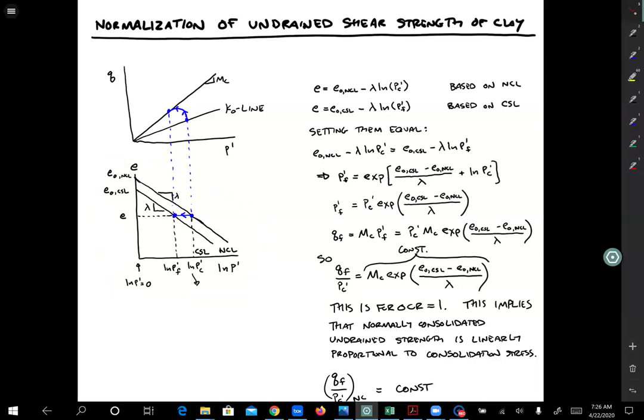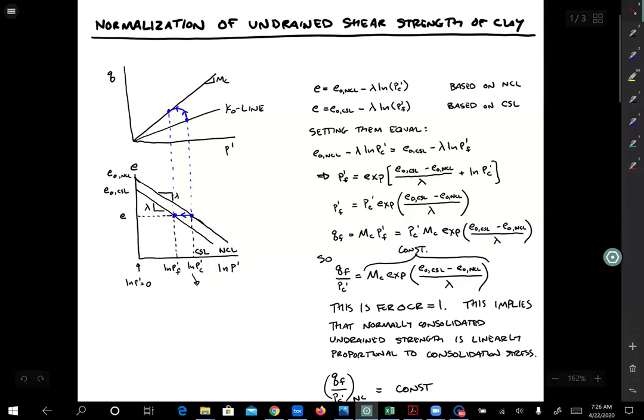So what we'll do right now is start with a normally consolidated condition. So we're starting right on that point. And then we're going to move to the left and reach the critical state line through an undrained stress path. So here, this line is the normal consolidation line. Its slope is lambda. Here's the critical state line. Its slope is also lambda. And what we'll do is write equations for these two points. We know the starting point and we know the ending point.